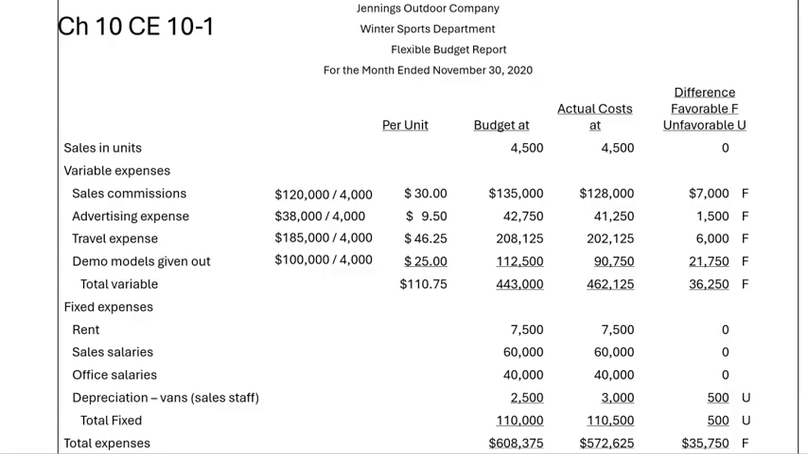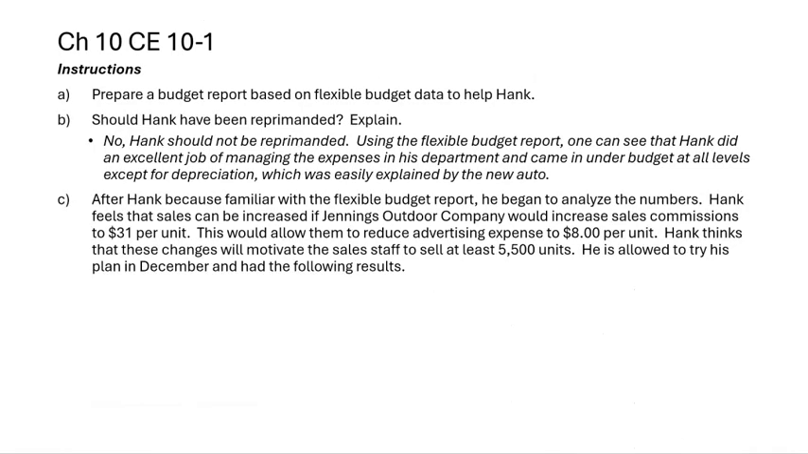So the second question asked, should Hank have been reprimanded? And the answer is no, he should not have been. When we use the flexible budget report, Hank did manage the expenses. He came under budget at all levels except for the depreciation. And again, since we had the new auto, that was the explanation for that.